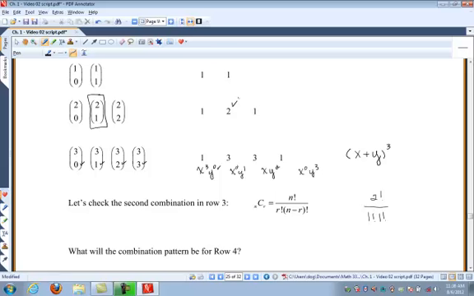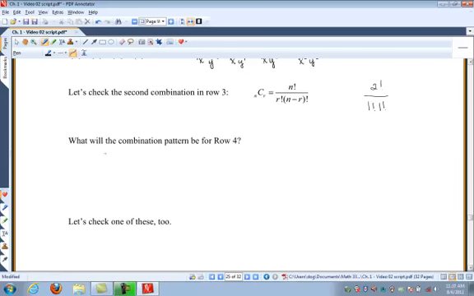What will the combination pattern be for row 4? Okay, now I know it's going to be 1, 4, 6, 4, 1, but let's write it out as combinations. So this will be 4 and a 0 on the y, 4 and a 1 on the y, 4 and a 2 on the y, 4 and a 3 on the y, 4 and a 4. Let's check this one. This should be a 6.